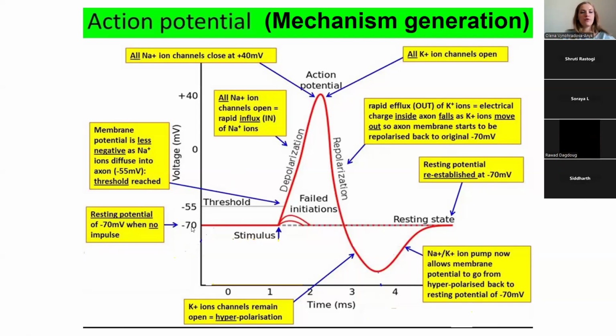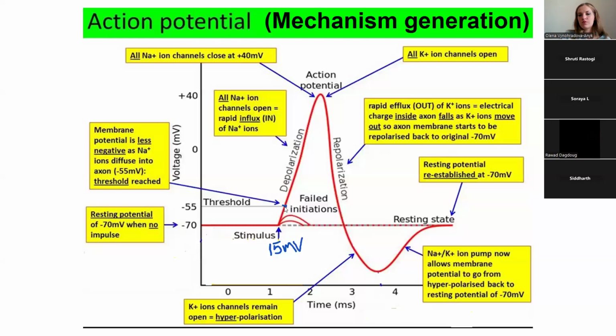Guys, from -70 till -55, how many millivolts? 15, right? 15 millivolts. It means that our stimulus should be not less than 15 millivolts. And when we reach threshold level, we will have this reaction of depolarization.